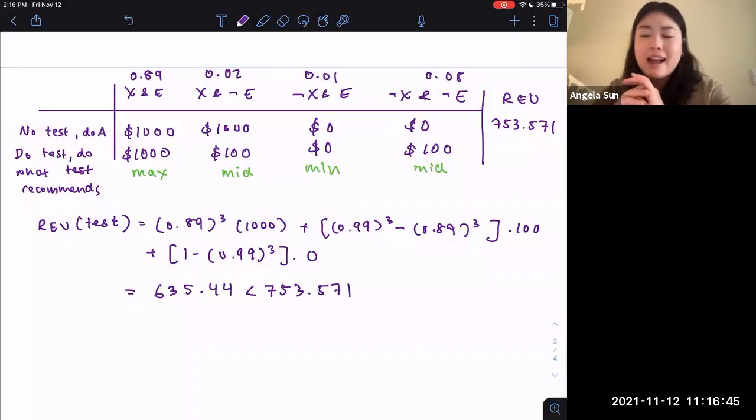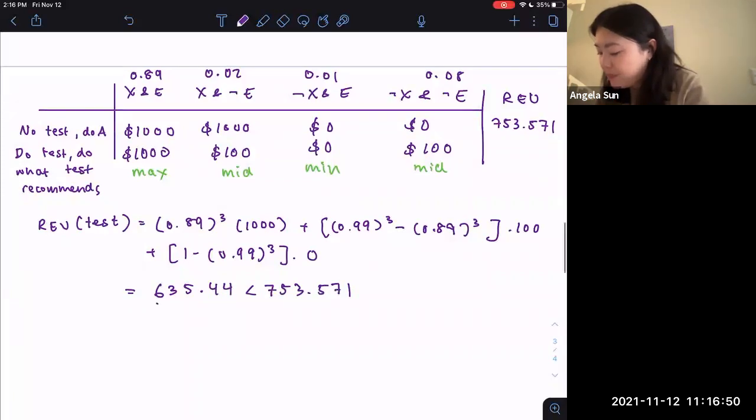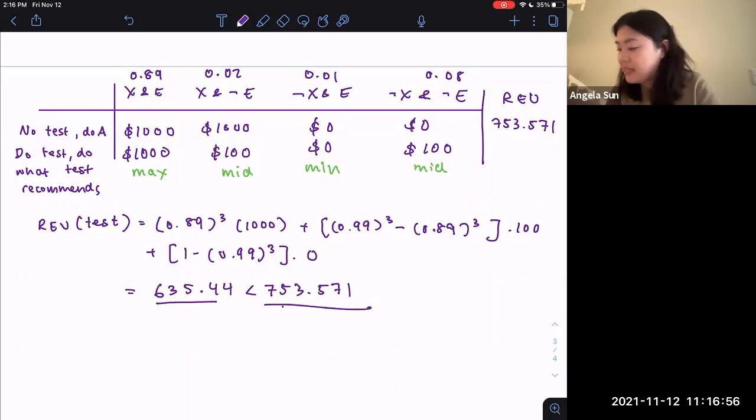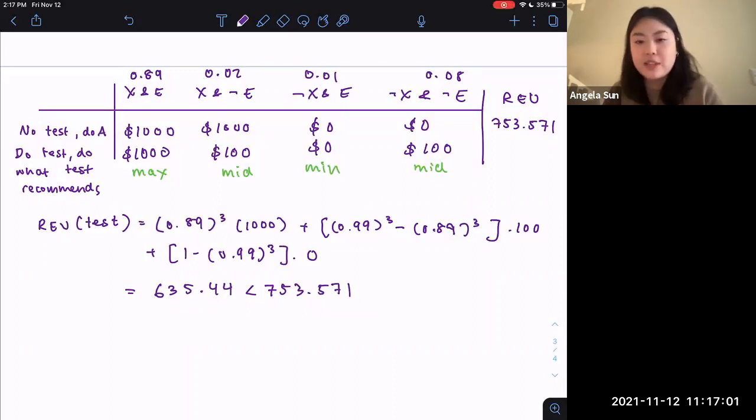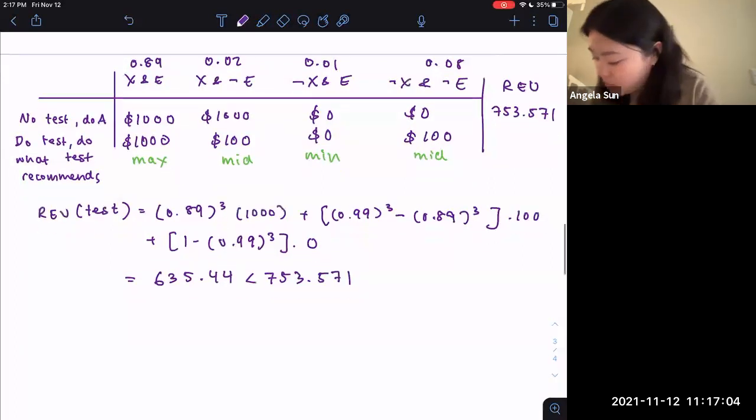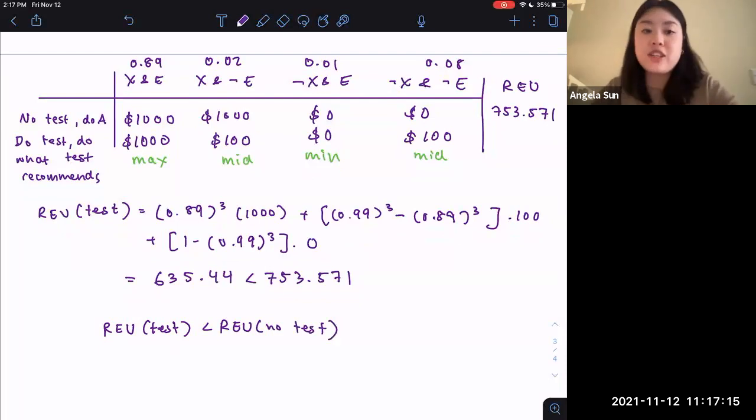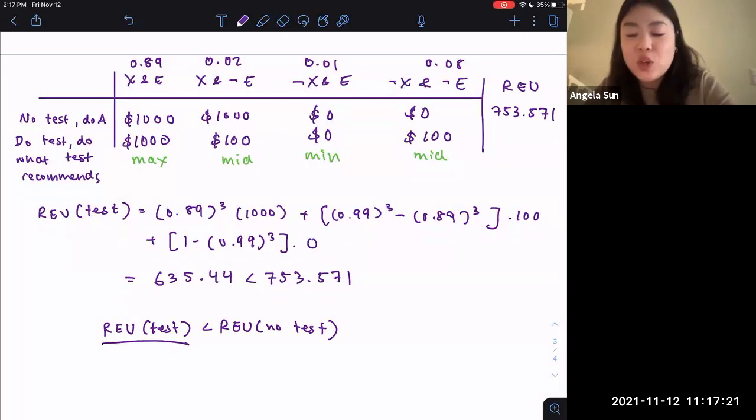And this is something that never happens with expected utility. It's never the case that the expected value of doing a test is less than the expected value of not doing the test. But because of risk-weighted expected utility, this is a conclusion that occurs. So we conclude that REU of test is less than REU of no test. And that means that you should actually be willing to pay to avoid doing the test that gives you information about whether or not your ship is seaworthy.